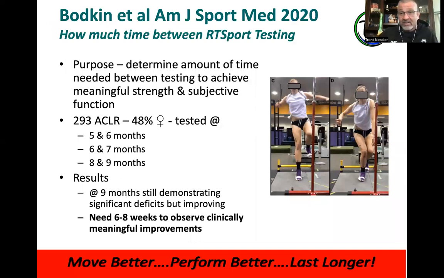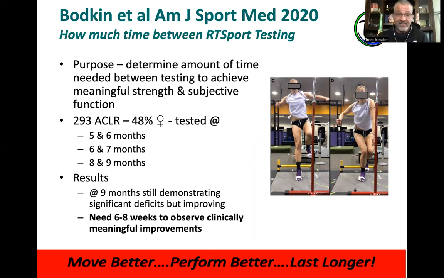So people ask me all the time, how much time should I give between my testing? Well, there's studies out there that show us that you need to at least give 6 to 8 weeks in order to observe clinically meaningful improvement. Now, that said, what I see is that in the initial phases, people will progress pretty quick. And then as they get into the more minute components of their movement, as we continue to make those correctives, that's where you're looking more at that 6 to 8 week mark.